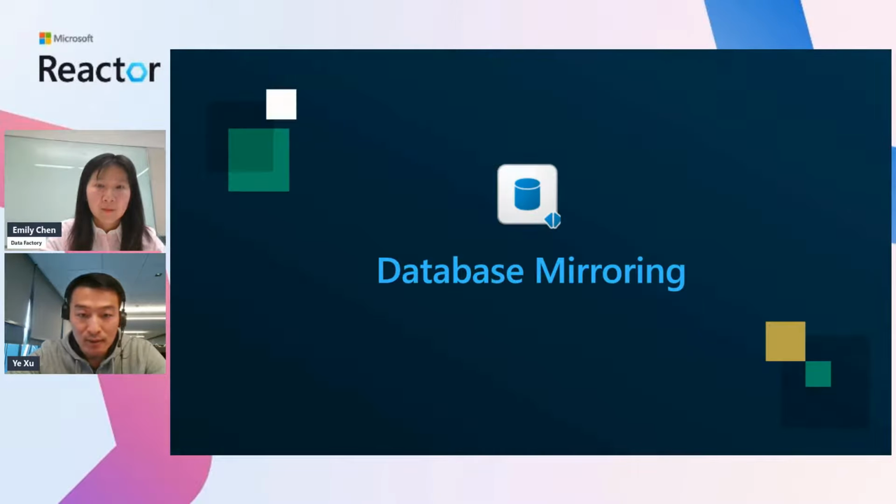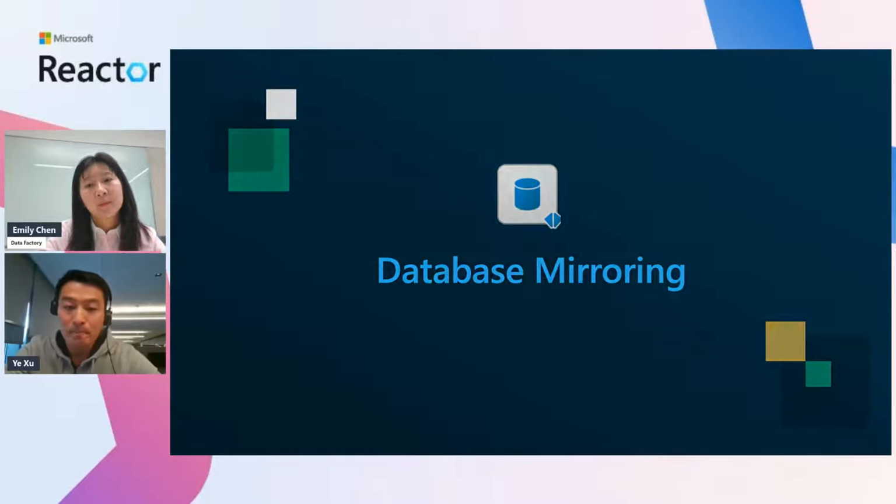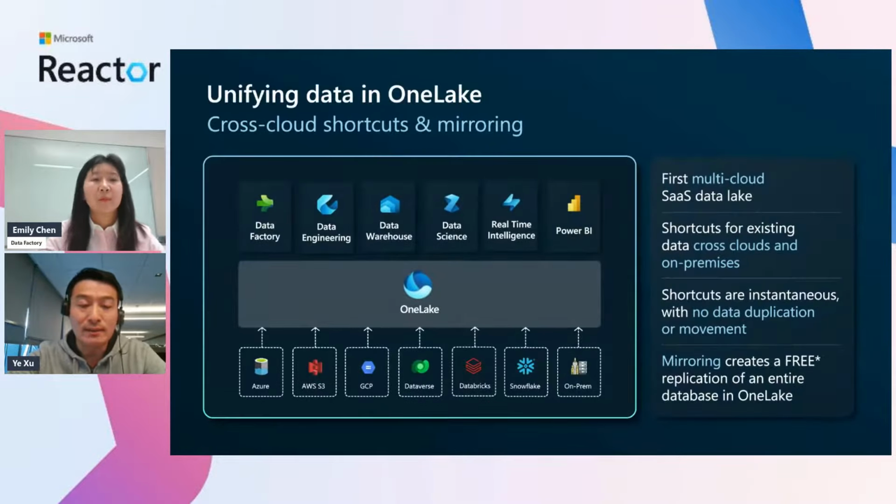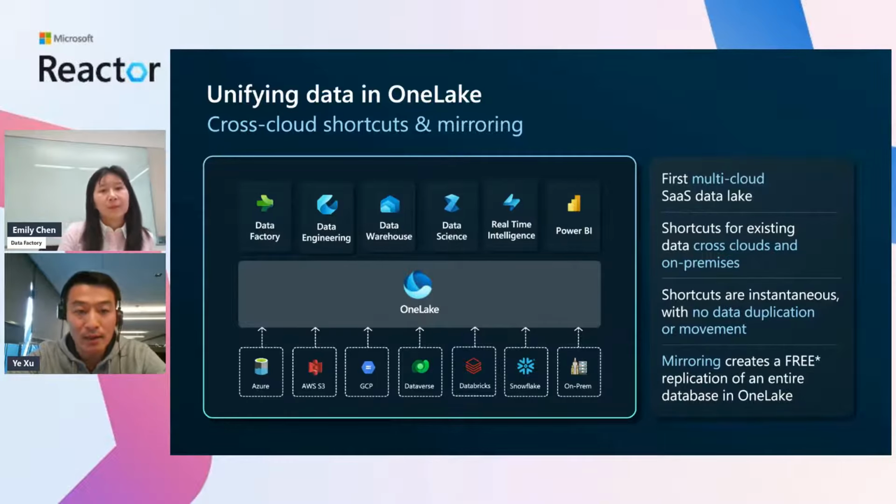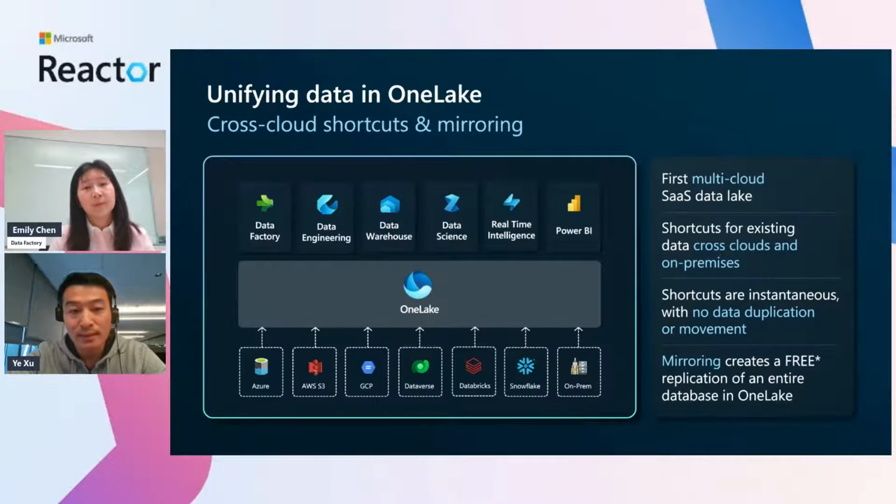So next, I'm going to talk about database mirroring. In terms of the storage of unified data in OneLake for cross-cloud scenarios, there are two features people always mention. One we call shortcut, which allows you to get access to your data from Fabric in the storage without any data movement. The other we call database mirroring, which creates a replication of the entire database in OneLake so that you can further consume and analyze your data through multiple approaches in Fabric.